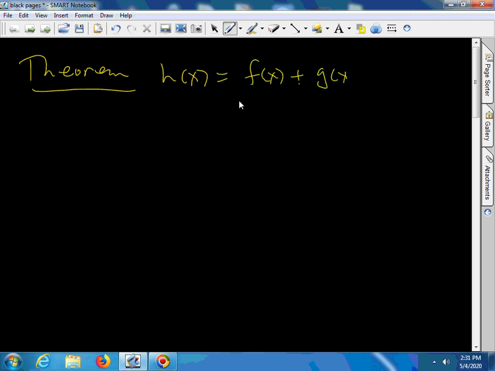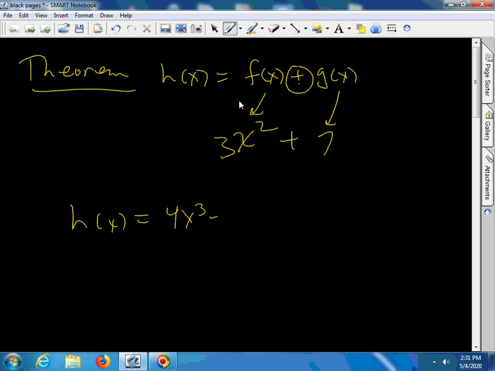Going to talk about the derivative of a sum. Suppose, say, h of x is a sum. It's the sum of f of x plus g of x. Possibly f of x is, I don't know, x squared or 3x squared plus g of x, which is 7. So in other words, if h of x is 4x cubed plus 7x minus 9, we can think of this as a sum or difference of 3 different functions.